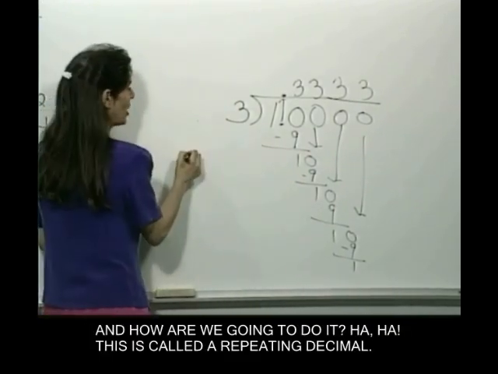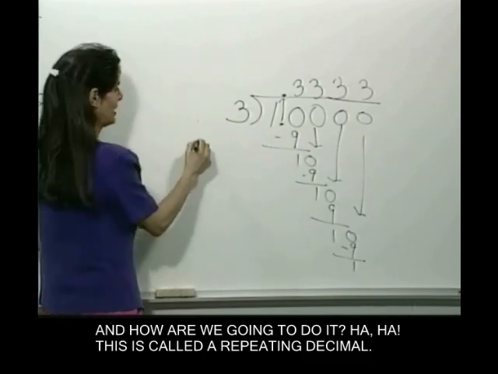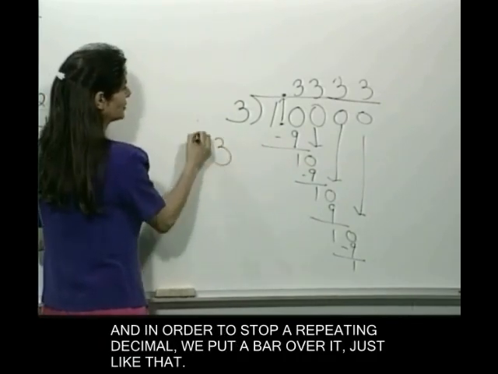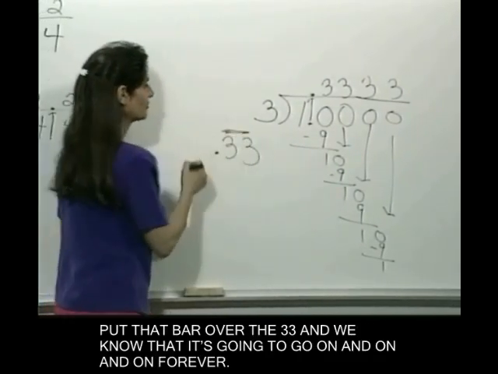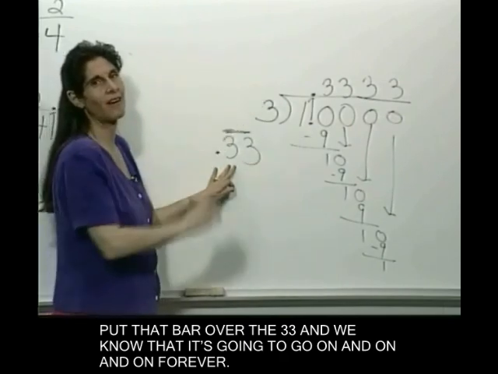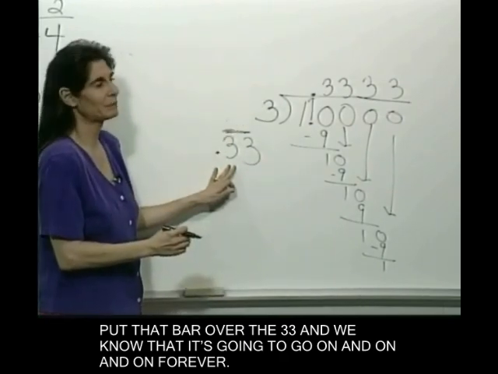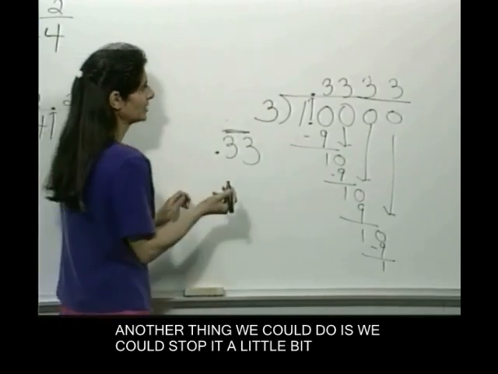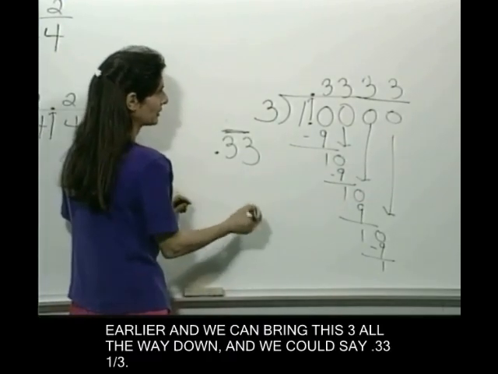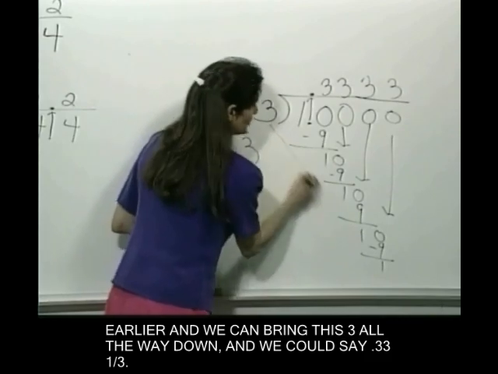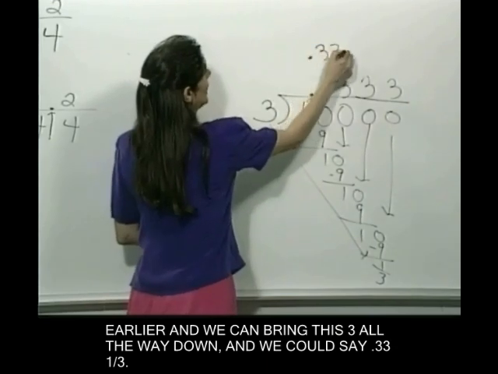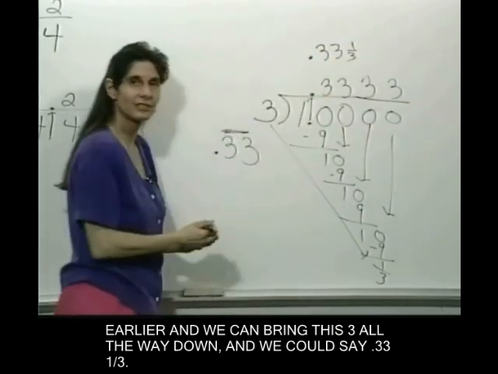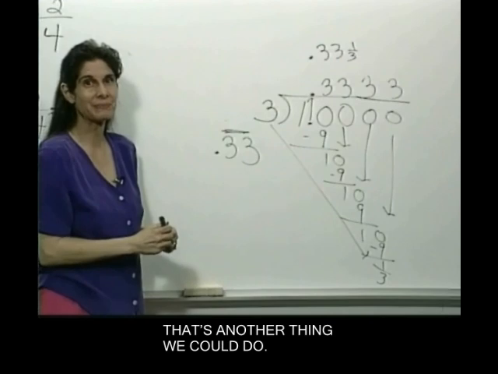This is called a repeating decimal. And in order to stop a repeating decimal, we put a bar over it, just like that. Put that bar over the 3, 3, and we know that it's going to go on and on and on forever. Another thing we could do is we could stop it a little bit earlier, and we can bring this 3 all the way down, and we could say 33 1/3 hundredths. That's another thing we could do.